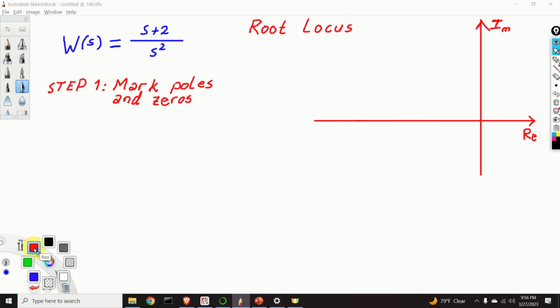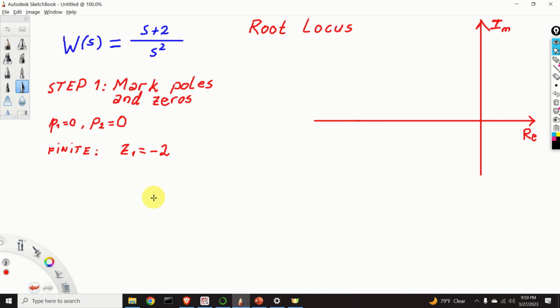The first pole is at p1 is equal to 0, and the second pole is at p2 is equal to 0. How about zeros? There are two types of zeros. We have finite and we have infinite zeros. Let's first find the finite zero. Our finite zero is the zero of the polynomial in the numerator of our transfer function, and consequently the finite zero is at z1 is equal to minus 2.